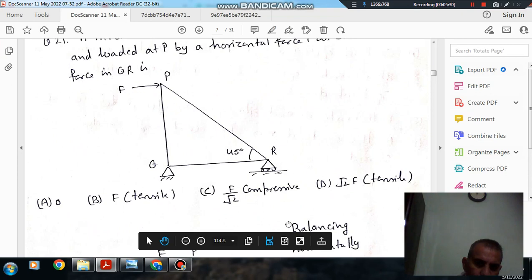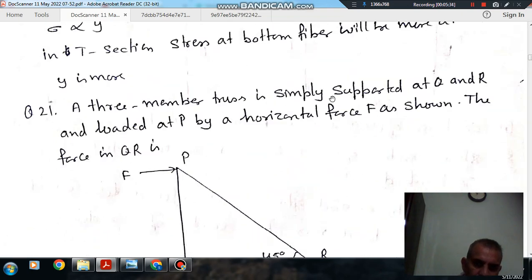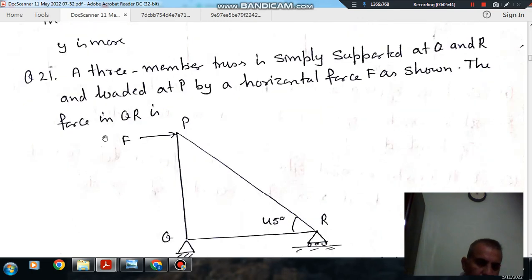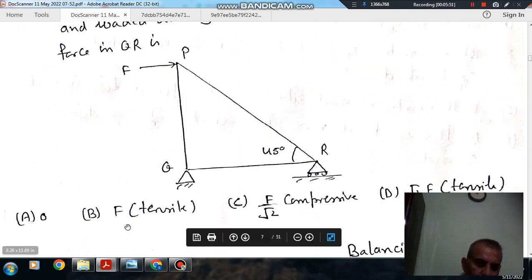Next, a three-member truss is simply supported at Q and R and loaded at P by a horizontal force F as shown. The force in QR is: option A, 0; option B, F tensile; option C, F by root 2 compressive; option D, root 2 F tensile.